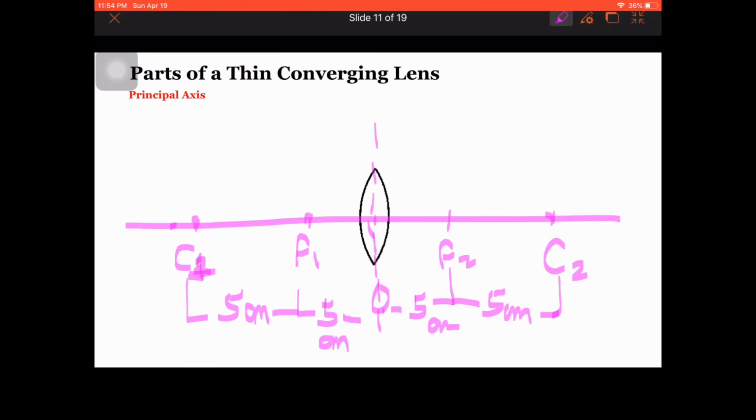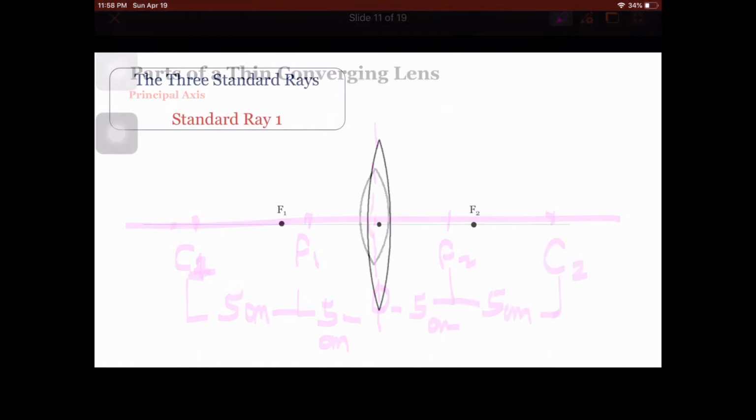This is important because if you're going to draw your ray diagrams, it will be important for you to divide your principal axis with equal distances according to the specification given to you in the problems. They should all be equidistant from each other. So optical center to F1 and optical center to F2 are equal to each other. Optical center to C1 and optical center to C2 are also equal to each other.